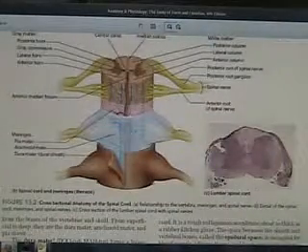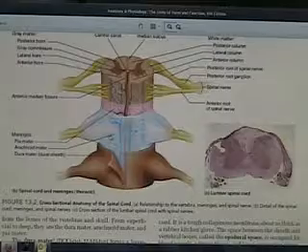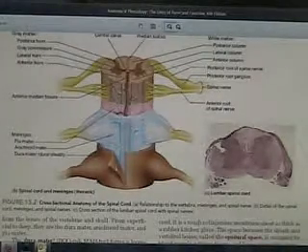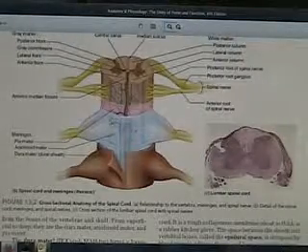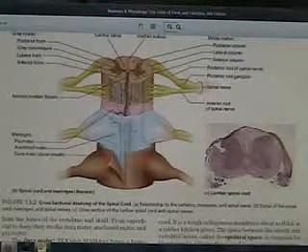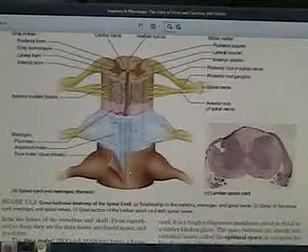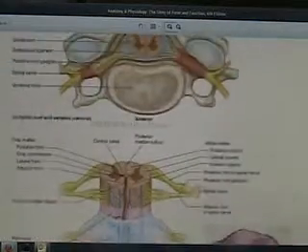And you could see here another way to look at it. So you have your tough layer, you have your middle arachnoid, and this pink part here is the pia. Okay? And remember, you have meningitis, you are in very, very big trouble.